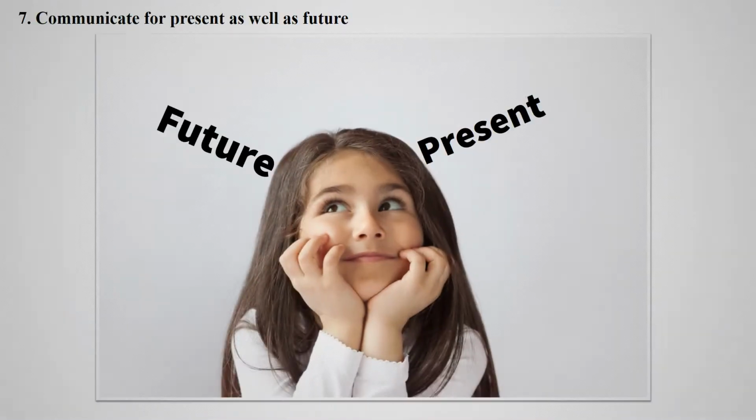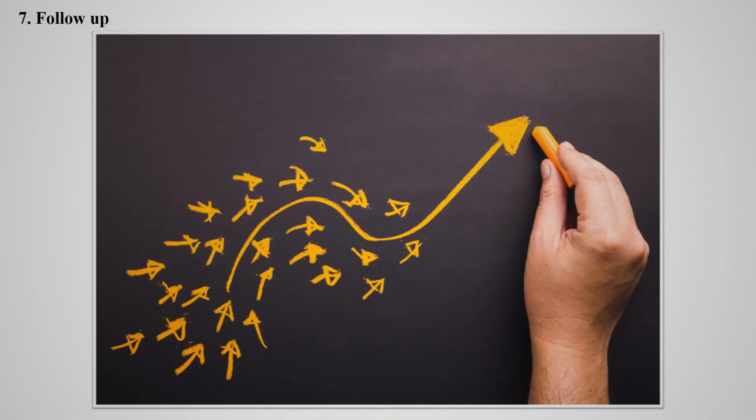Next point, communication for the present as well as the future. Generally, communication is needed to meet existing commitments and maintain consistency in the organization, and it also aims at future goals and enterprises. Next point, follow-up communication. There should be a regular follow-up and review on instructions given to subordinates. These follow-up measures help to resolve the hurdles, that means problems, if any, in the implementation of the instruction.